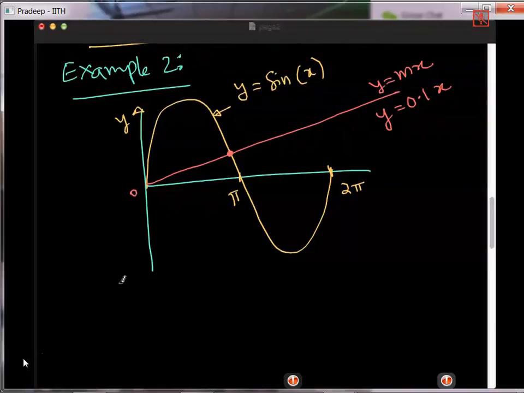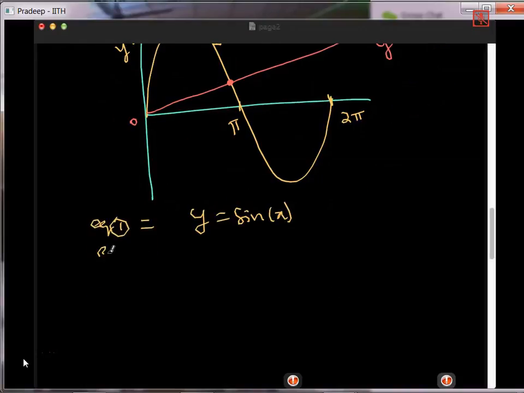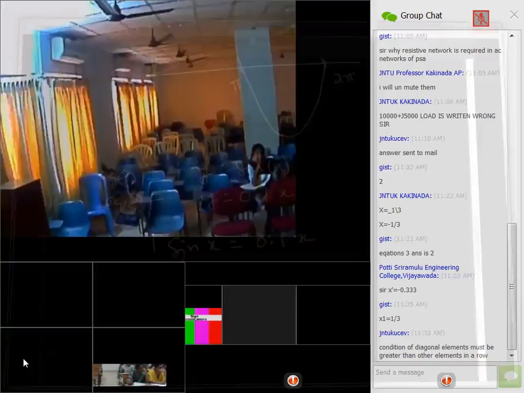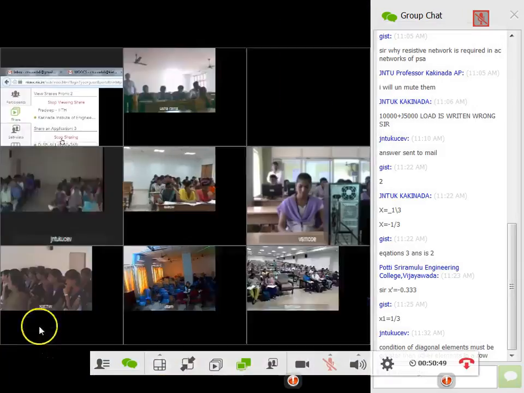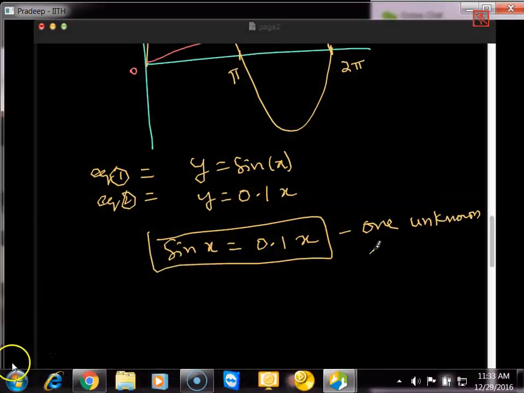So let me write down the equation. Equation 1 is y equal to sine of x, and equation 2 is y equal to 0.1 into x. So these two if I equate, then we get sin x equal to 0.1 into x. So we have one unknown, one equation.